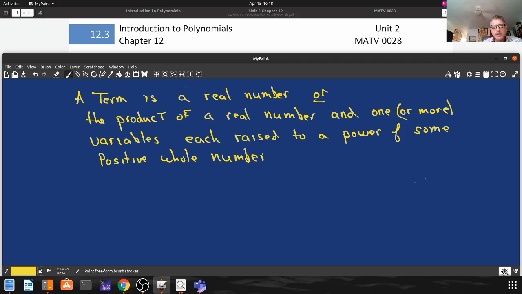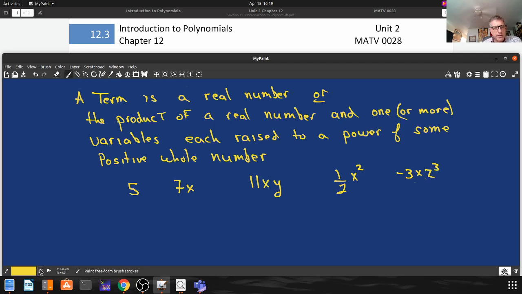So let's just look at a whole bunch of examples. 5 is a term. 7 times the variable x is a term. 11 times the variable x times y is a term. 1/2 times x squared is a term. Minus 3xz cubed. All of these are terms.